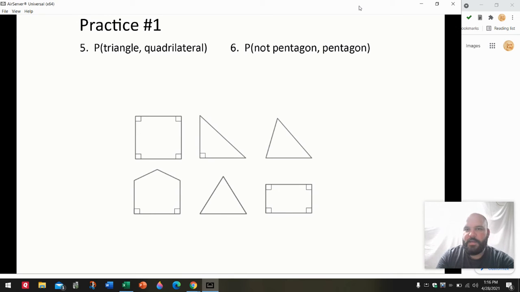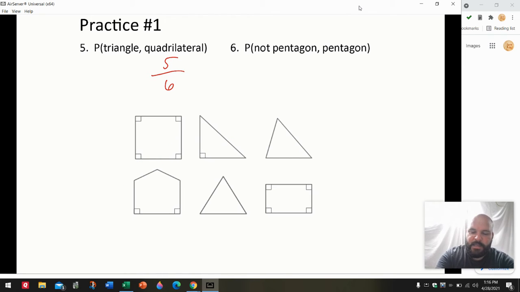Now, this problem is similar, just like the last one. They want to know the probability of picking a triangle or a quadrilateral. In this case, there are 5 triangles and quadrilaterals, and there are a total of 6 that we're picking from. Here's a triangle or quadrilateral, triangle, triangle, triangle, quadrilateral. This is the only one that's not.